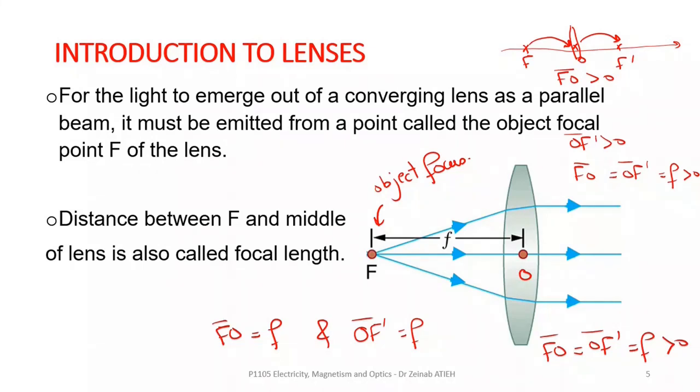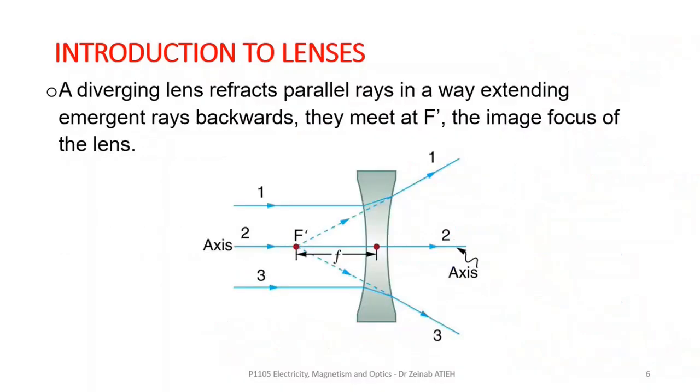Now let's do the same for a diverging lens. Let's see the position of the image focus and object focus. Here in this slide, I have only drawn the image focus, but anyway, the object focus is symmetrical to the image focus with respect to O. Here I have drawn the image focus. So what happens? The light, what is the definition, first of all, of the image focus?